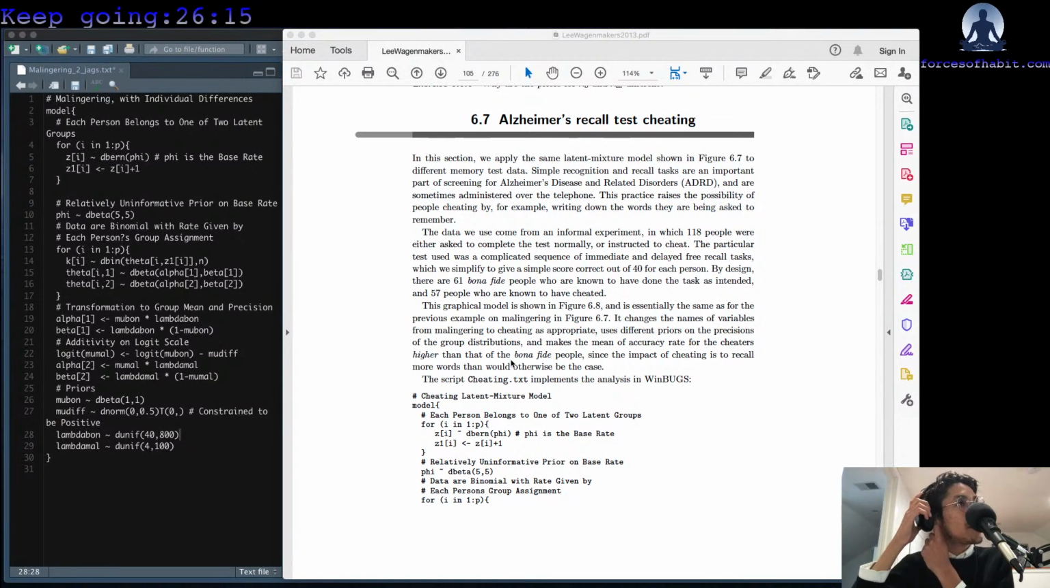Right, so this is changing the direction, where cheaters this time around are going to be those who perform really, really well. And so we know they're cheating because these are fairly complicated tasks. Okay.